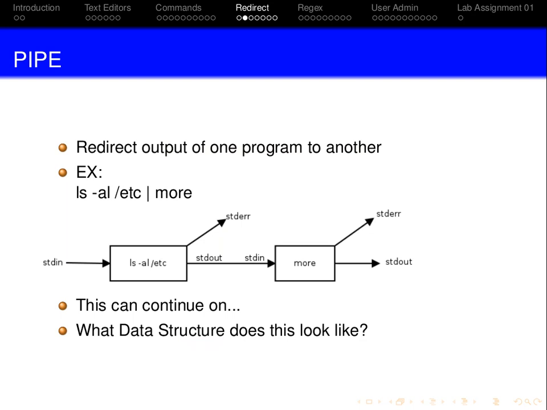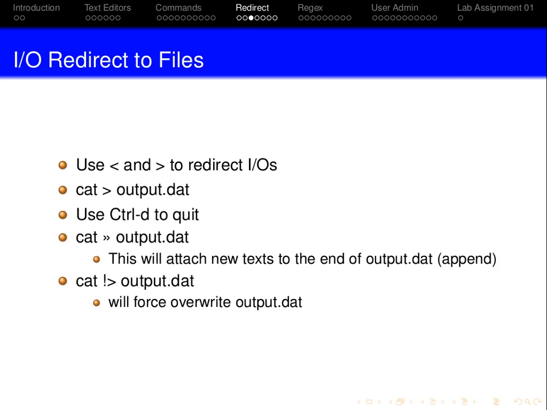All right. This can continue on. What data structure does this look like? A queue. All right. So you can pipe it to another program with a pipe, or you can dump it with the less than or greater than sign.